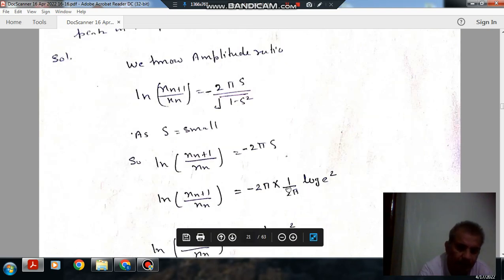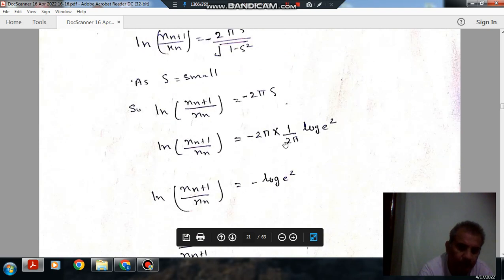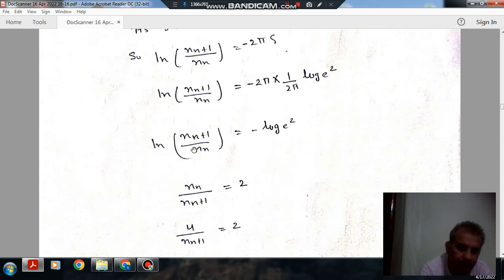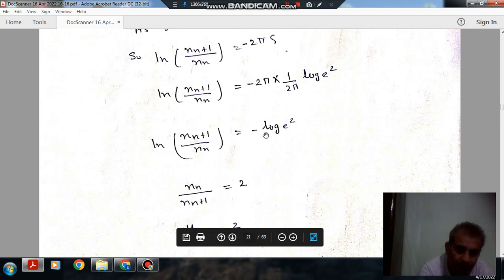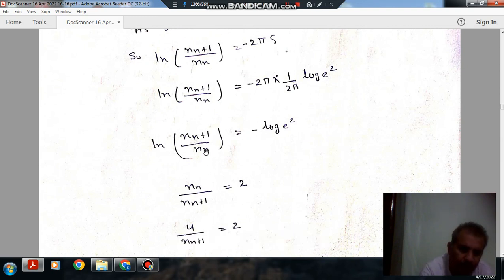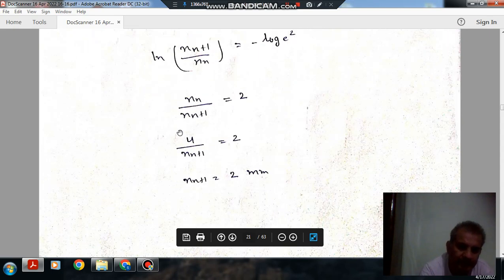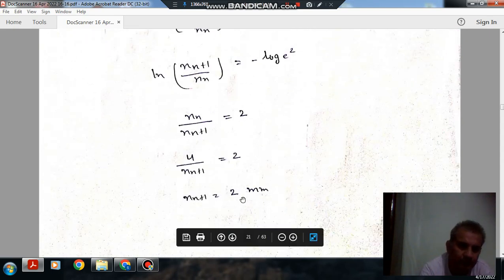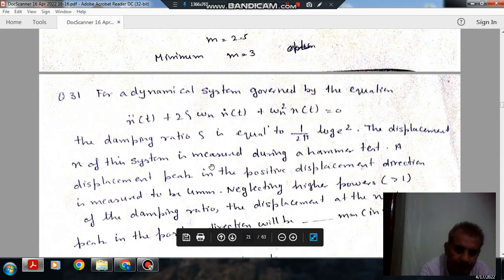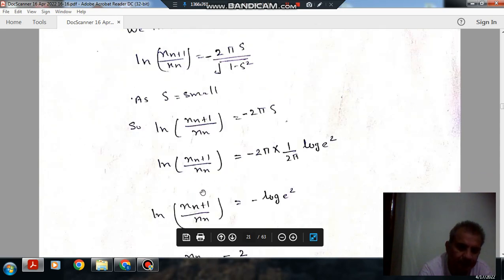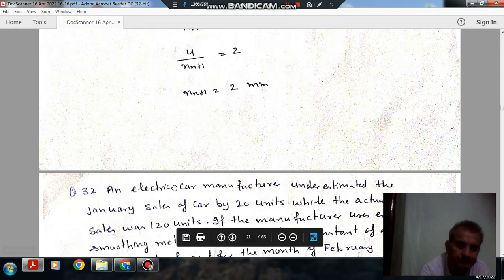Okay, and xi is equal to 1 by 2 pi log e2. Okay, and 2 pi will cancel out, so it will be log e2, and so xn plus 1 by xn is equal to, if we take this minus sign, then it will be xn by xn plus 1 is equal to 2 because of this minus sign. So xn is given as 4, so xn plus 1 is 2. The amplitude xn is given as 4, so xn plus 1 is 2 mm. Okay.